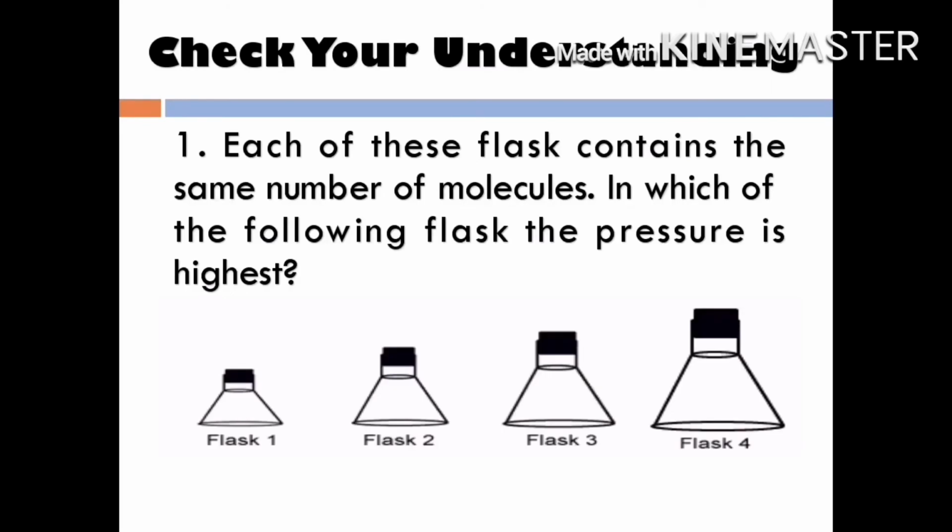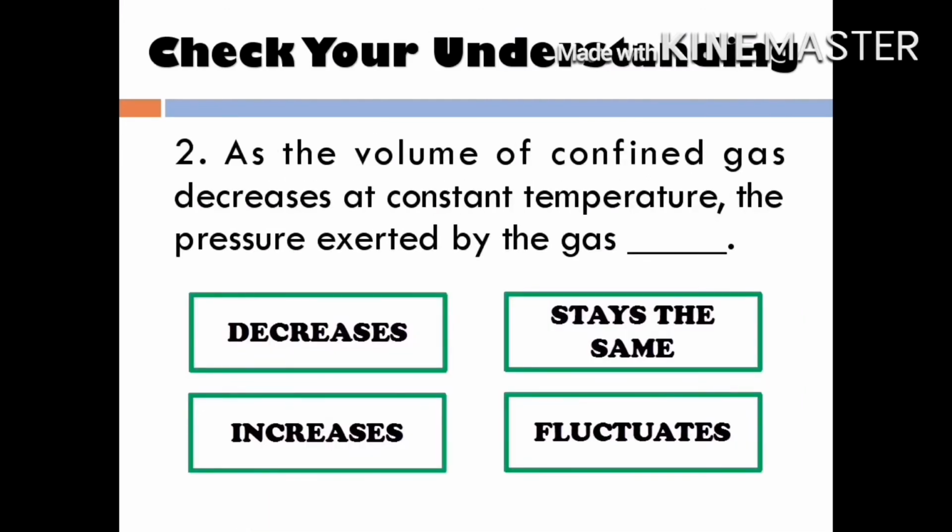Let us now check your understanding. Let's have question number 1. Each of the flasks contains the same number of molecules. In which of the following flasks is the pressure highest? If you answered flask 1, well done! Let us now move on to the second question. As the volume of confined gas decreases at constant temperature, the pressure exerted by the gas blank. If your answer is increases, you got it!